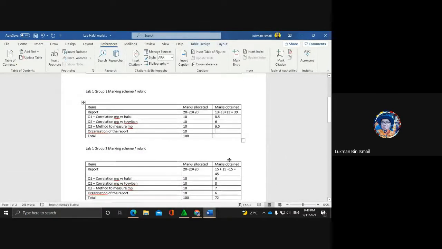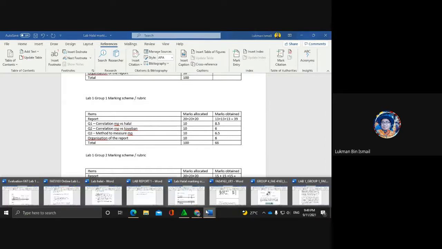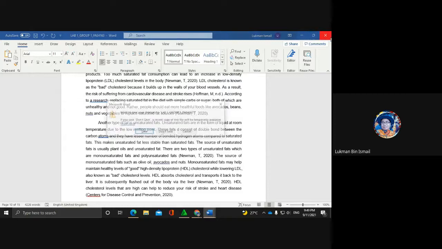Organization. So saya bagi 6 juga. So total 39 plus 39 plus 8.5 plus 6 plus 6.5 plus 6. So you have 66 sahaja. Okay. This group 1 finish.